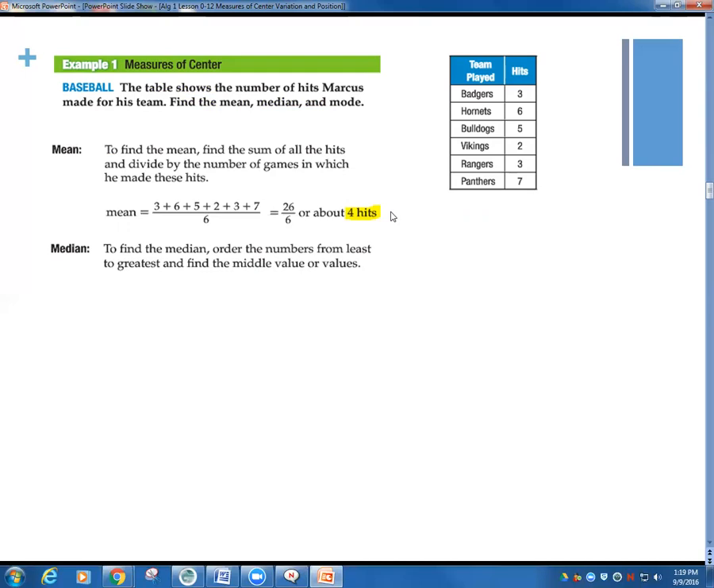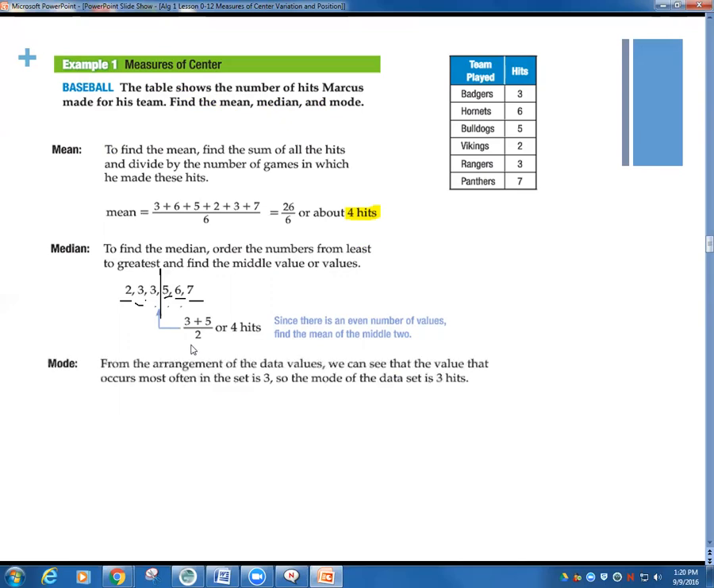To find the median, put the numbers in order from least to greatest and find the middle. So 2, 3, 3, 5, 6, 7. If you count in from either side, 1 in, 1 in, 2 in, 2 in, 3 in, 3. The middle should be right there. So there is no center number exactly. So what you do is you take the 2 middle numbers, add them up, which will give you 8, divide by 2. So the median would be 4 hits. Even though at no point did he ever hit 4 in a game, that would be the center of the information.